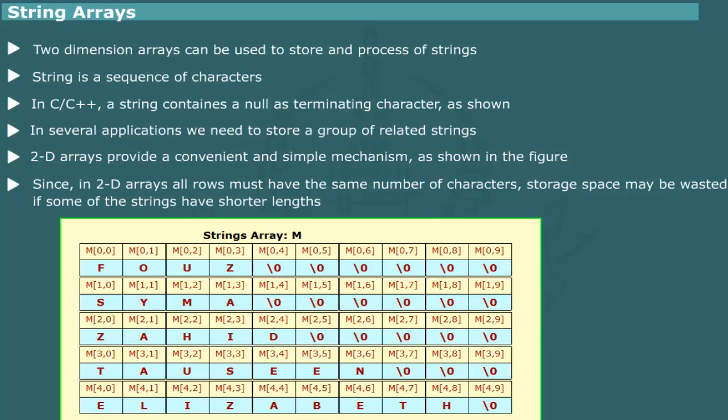Since in a two-dimensional array, all rows must be of the same size, we need to allocate the same number of columns for all strings, irrespective of their size. Thus, unless the strings are of fixed size, some of the storage space may be wasted.